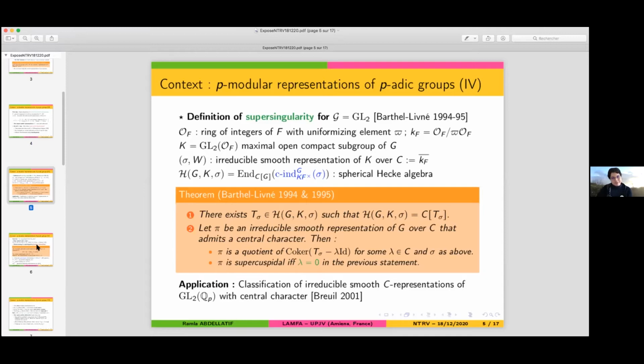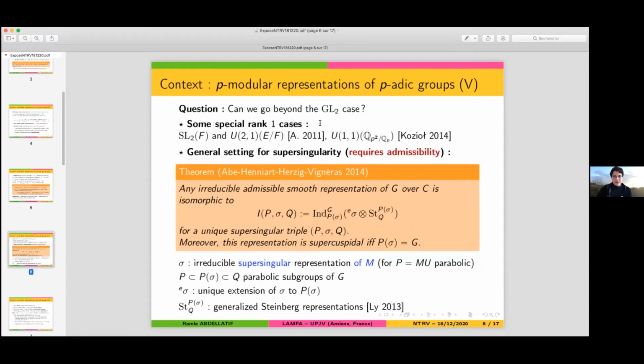Actually, it's a bit more complicated than that. So if you want to go beyond the GL2 case, the first thing we can do is try to mimic what Barthel and Livné did.